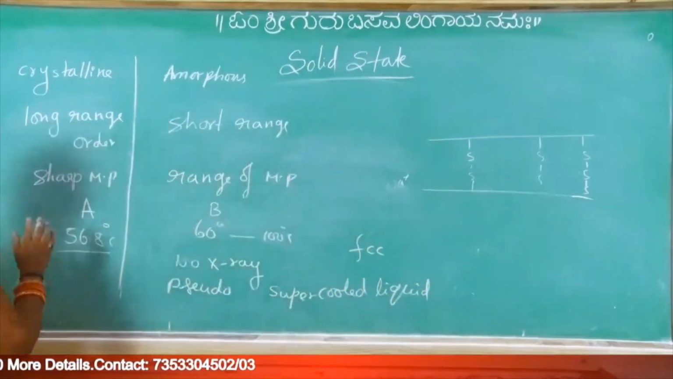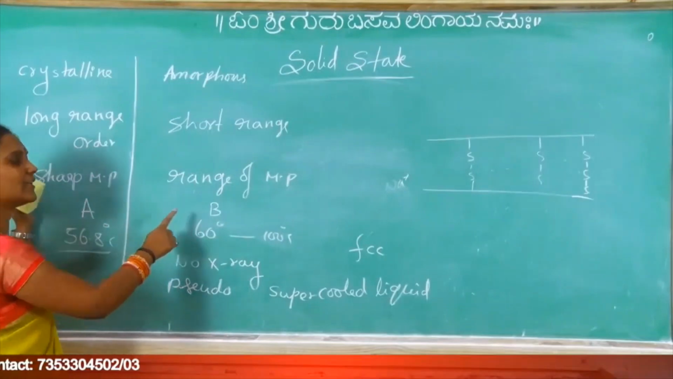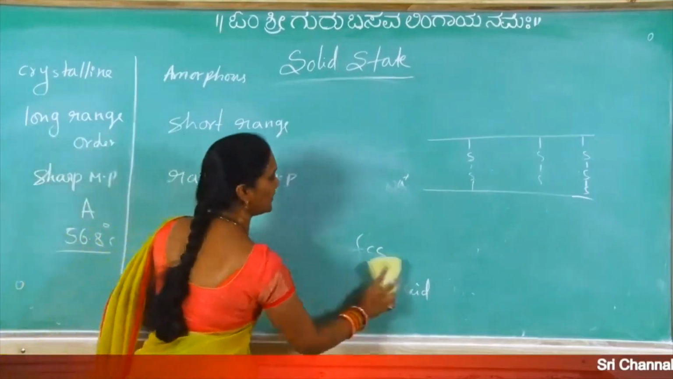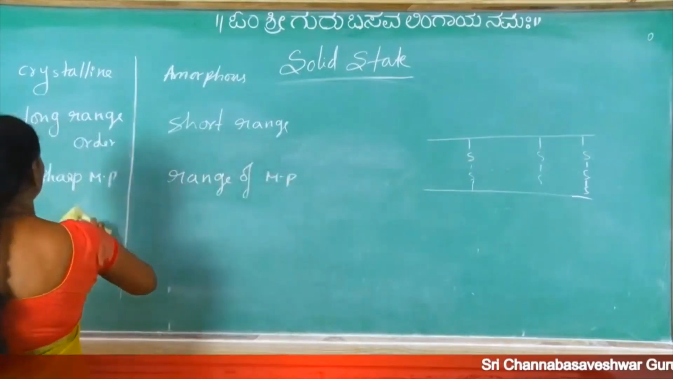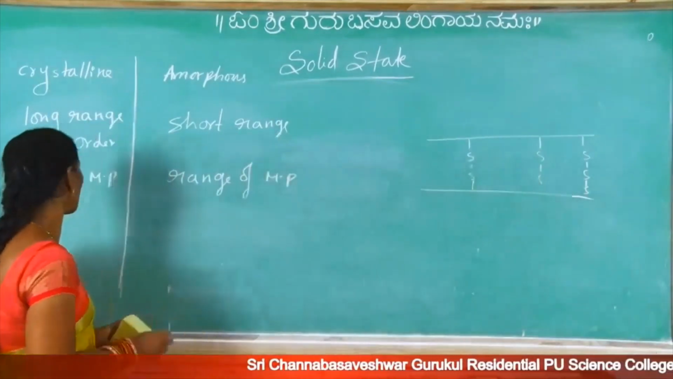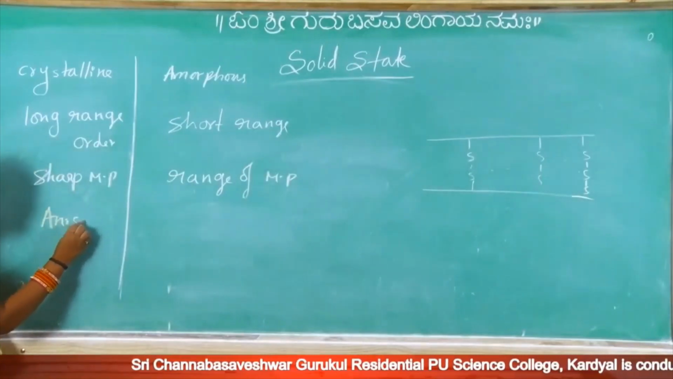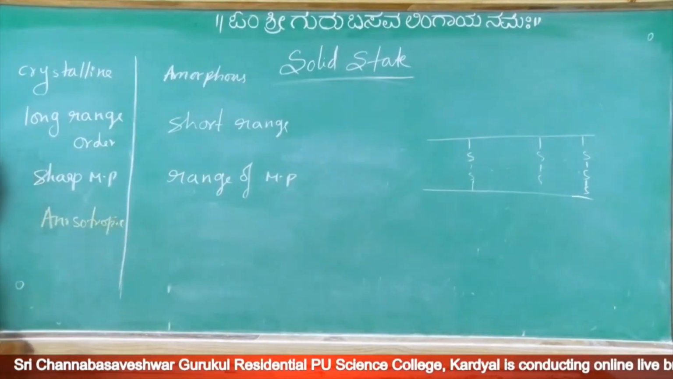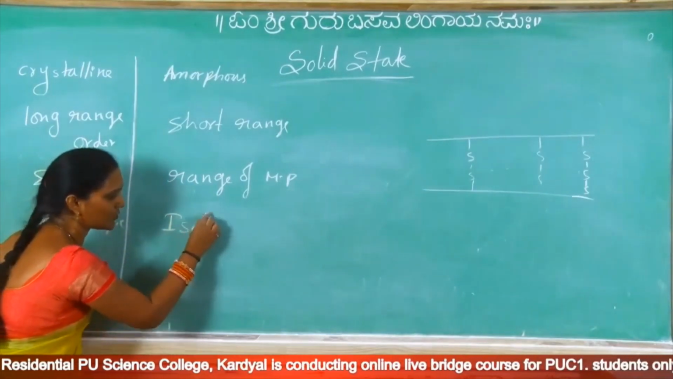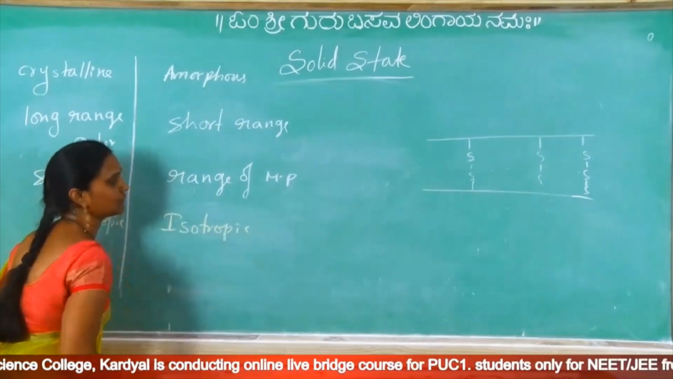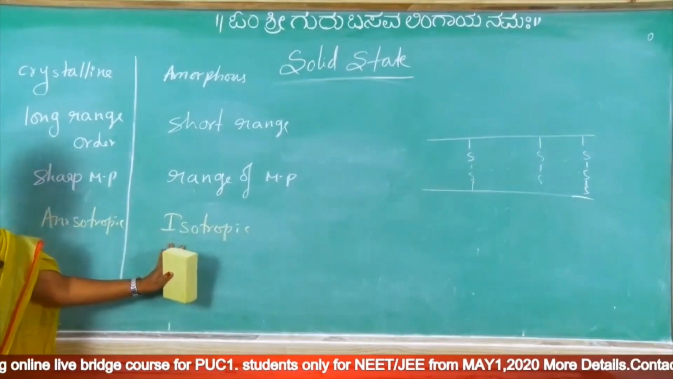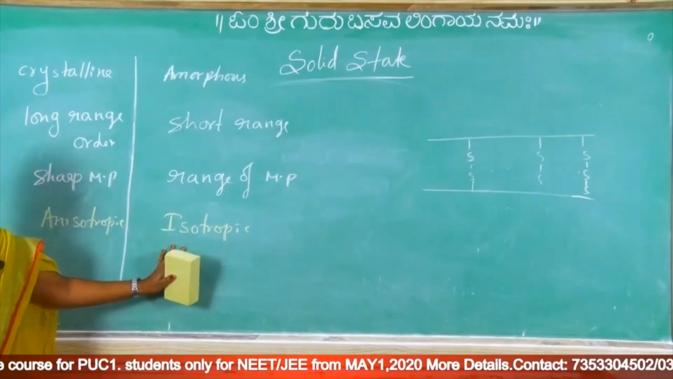Okay. Now these have a sharp melting point and here a range of melting point. And the next one is, in crystalline solids, these are anisotropic. Crystalline solids are anisotropic in nature. Amorphous solids are isotropic in nature. Crystalline solids are anisotropic, amorphous solids are isotropic. What is the meaning of anisotropic and isotropic?